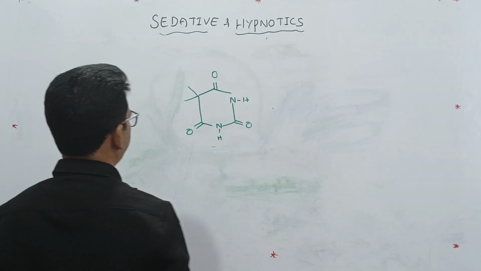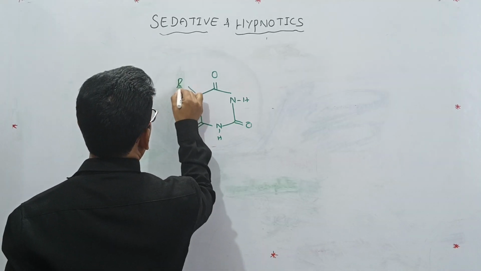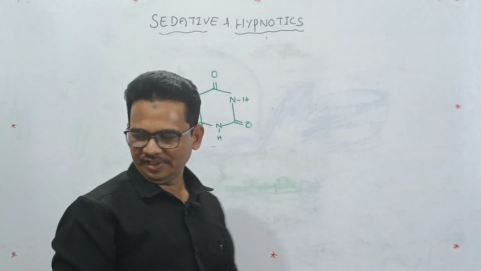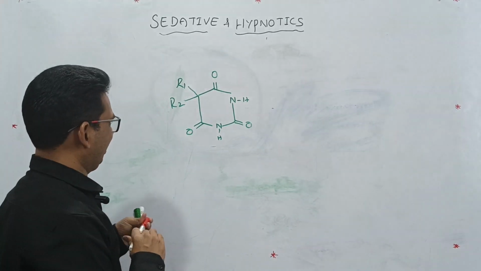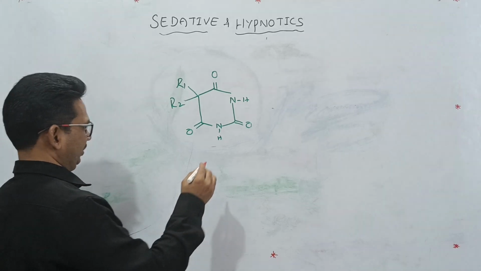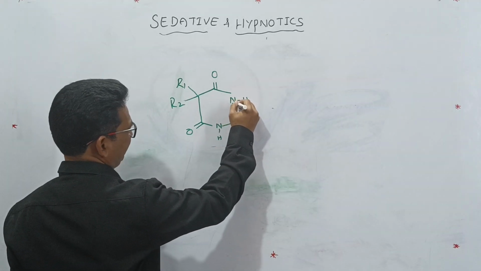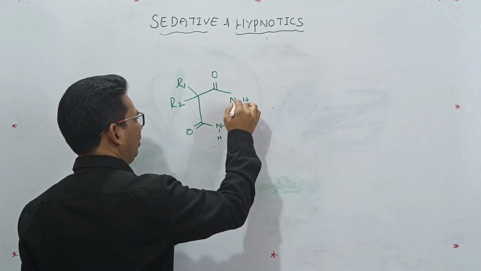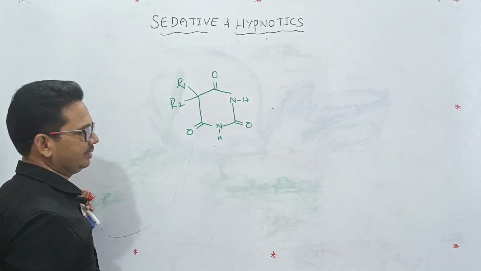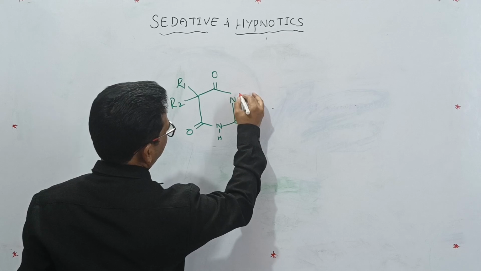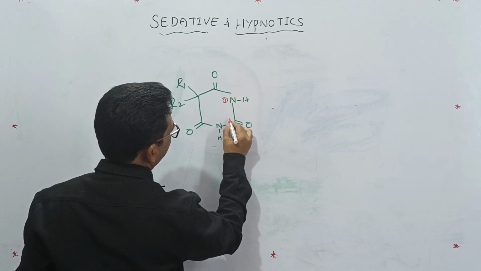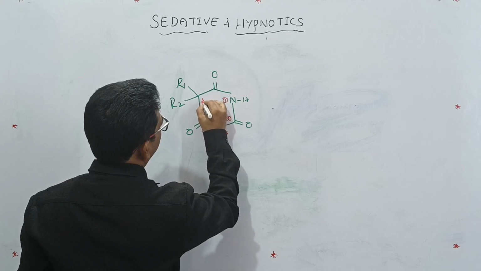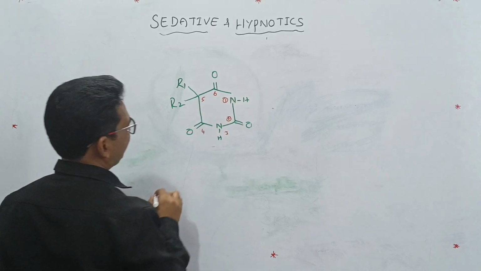SAR next. This is the general structure. I will write R1 and R2. Then give the numbering for this. Always the heteroatom should get the lowest possible number. There are 2 heteroatoms, nitrogen and nitrogen. You can go from this way or from this way. Okay, then I will go from this side: 1, 2, 3, 4, 5, 6.